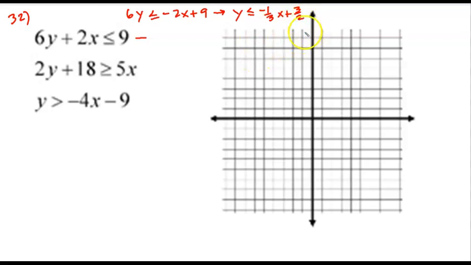All right, so the y-intercept is 1.5, and the slope is negative 1/3. So up 1, left 3, down 1, right 3, and that's going to be a solid boundary line. Solid. Always forget to change that back. We'll just do this one in blue.